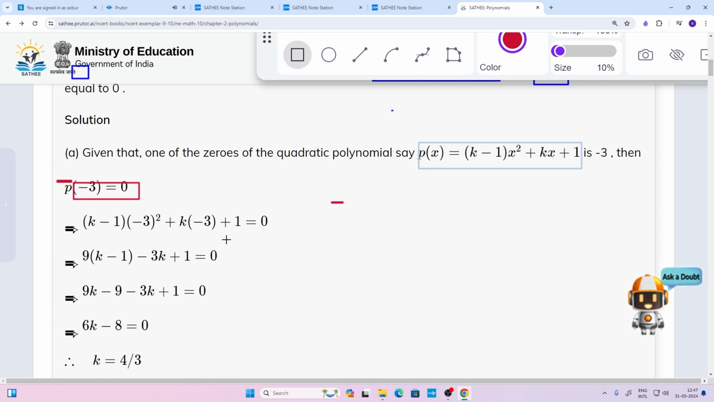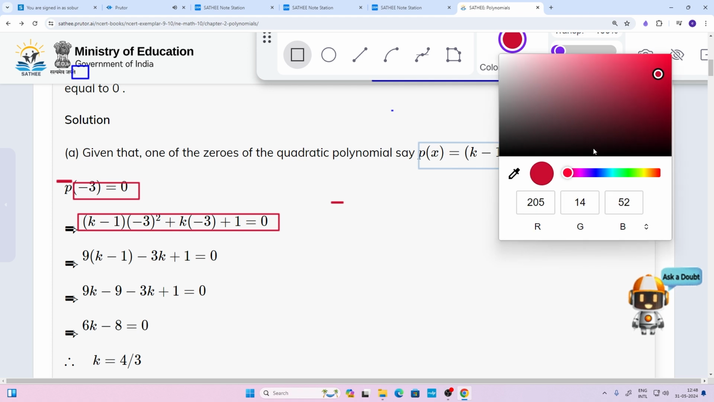Now if we substitute the value of x equal to minus 3 in this given quadratic polynomial, then we get (k minus 1) times (minus 3) square plus k times minus 3 plus 1, this is equal to 0. So we get this equation.